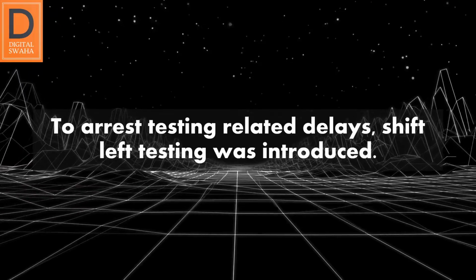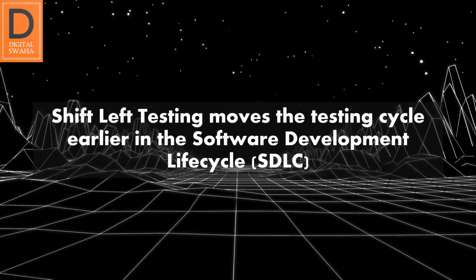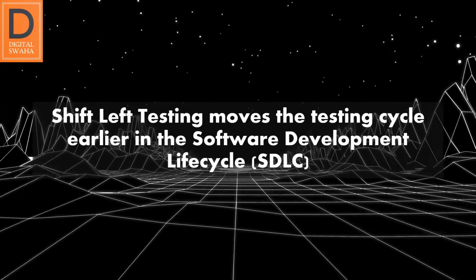In order to arrest testing related delays, the remedy is shift left testing. The whole process of shift left is to move the testing cycle earlier in the software development lifecycle, which necessarily means that we do the testing a whole lot earlier and not just before production go live. I will talk about how we do it a little bit later in this video.